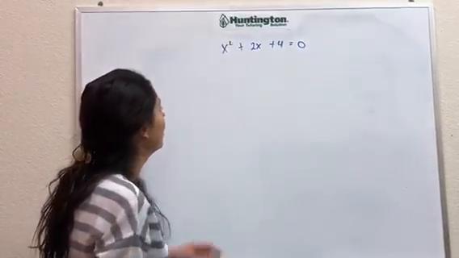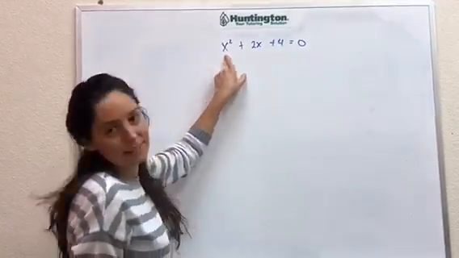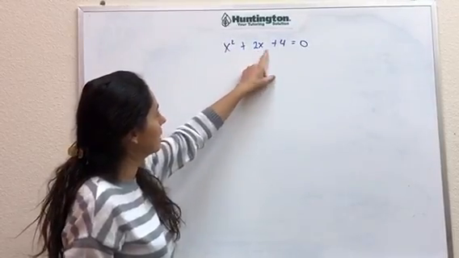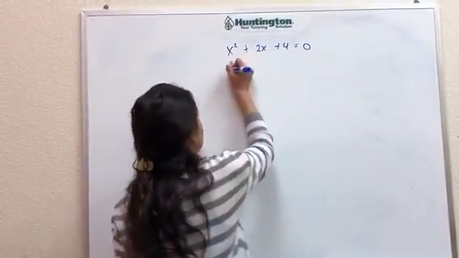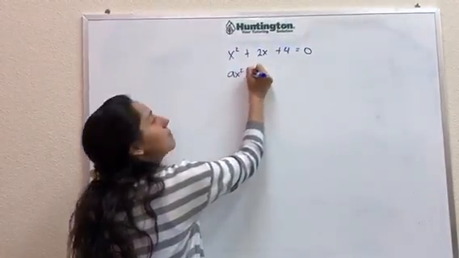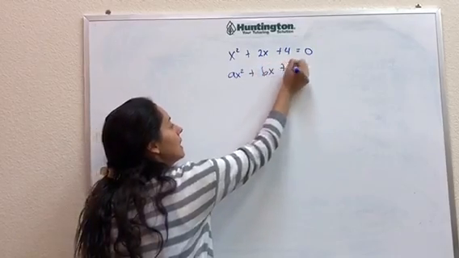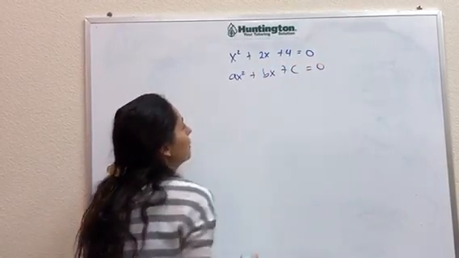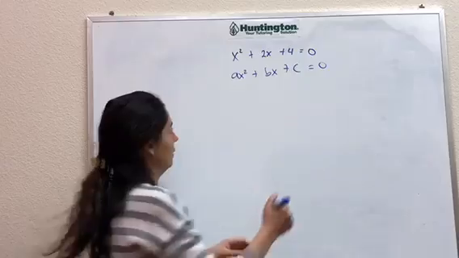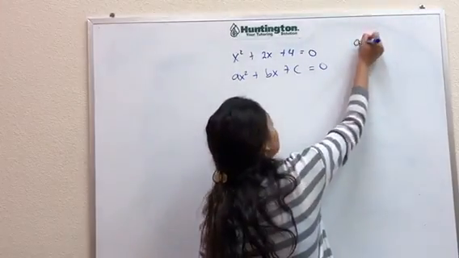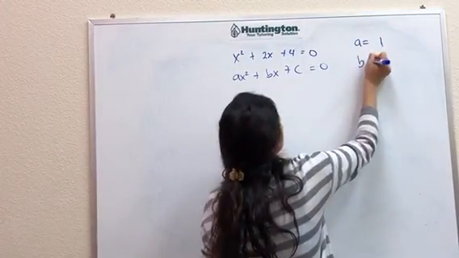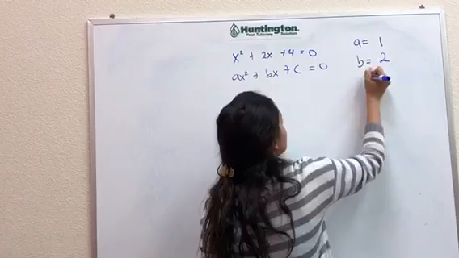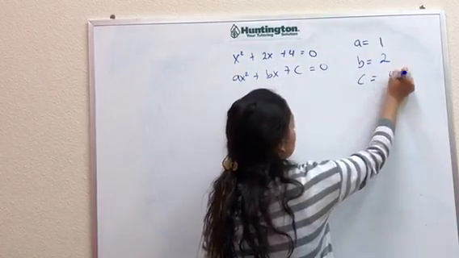Alright, so let's look at what we have here. We have x squared plus 2x plus 4, which follows the same equation as ax squared plus bx plus c, all equal to 0. So first let's think about our coefficients. We have a is equal to 1, b is equal to 2, and c is equal to 4.